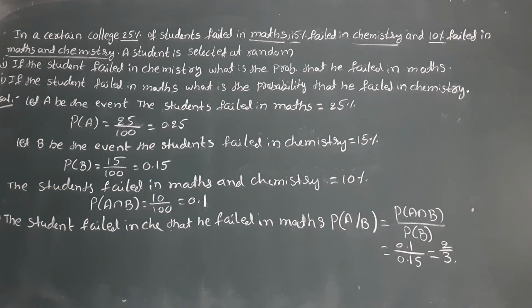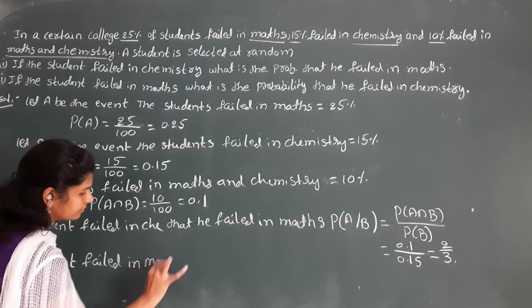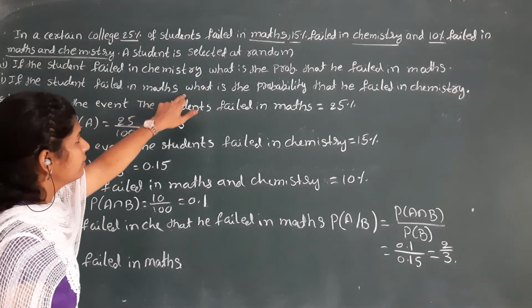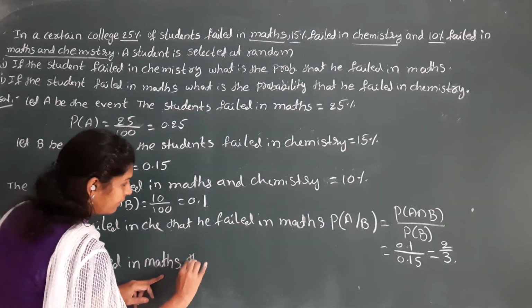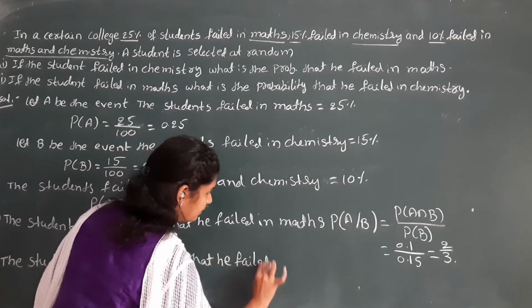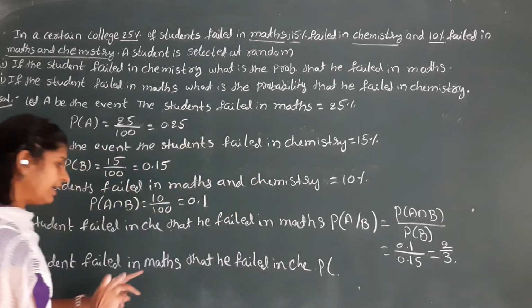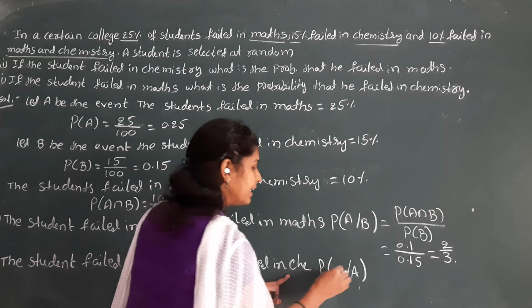And the second question, this is the second question. If the student failed in maths, what is the probability that he failed in chemistry? The student already failed in maths. He already failed in maths, and that person also failed in chemistry.